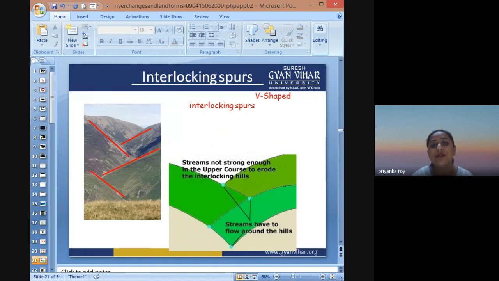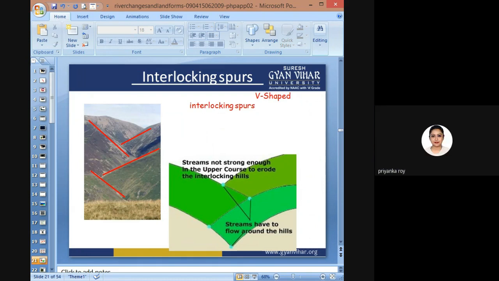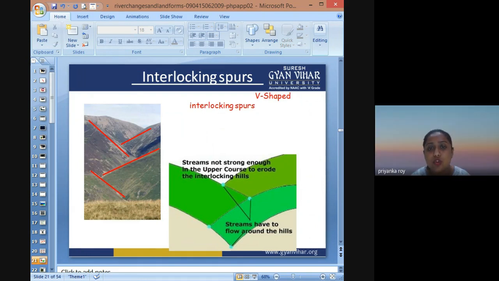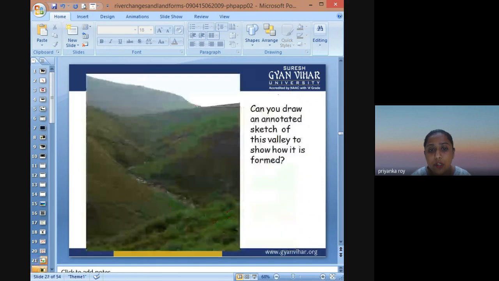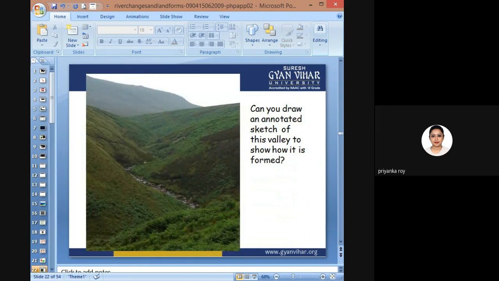Now, interlocking spurs in V-shaped valleys: the stream is not strong enough in the upper course to erode the interlocked hills. So the stream has to flow around the hills, which makes it look like interlocking of the rivers.